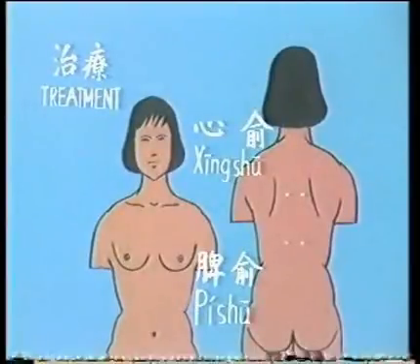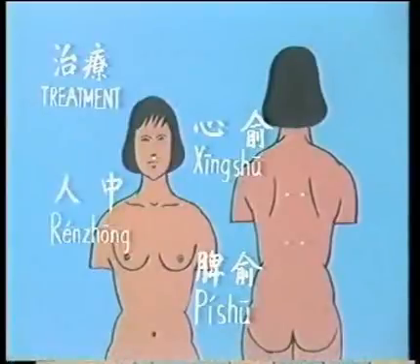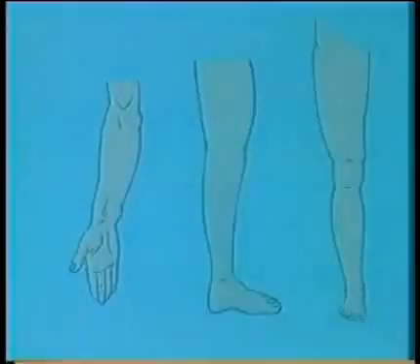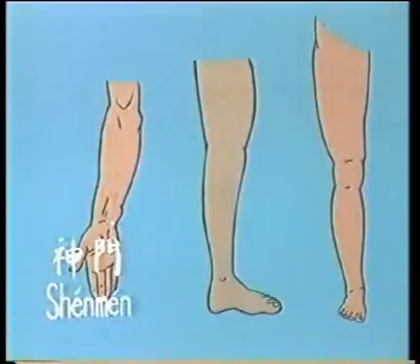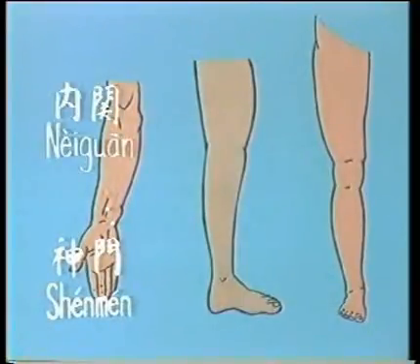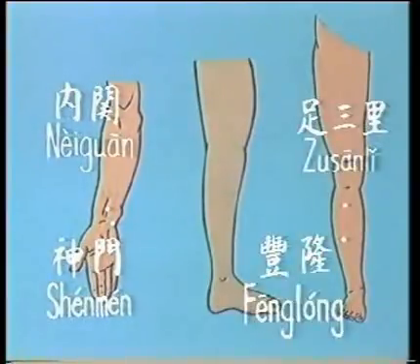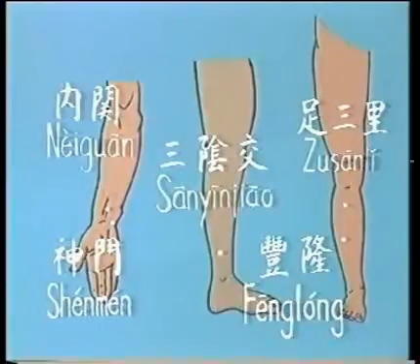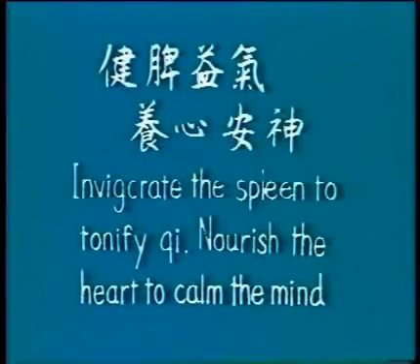Xinshu, bladder 15, Pishu, bladder 20, Renzhong, Du 26, Shenmen, heart 7, Neiguan, pericardium 6, Zusanli, stomach 36, Fenglong, stomach 40, and Sanyinjiao, spleen 6. This prescription can strengthen the spleen, invigorate the vital energy, nourish the heart, and calm the mind.